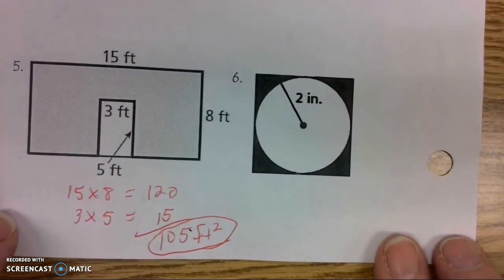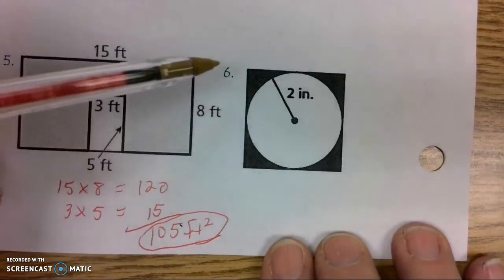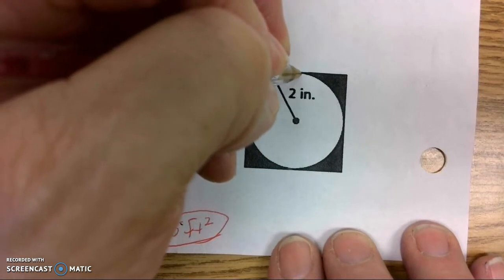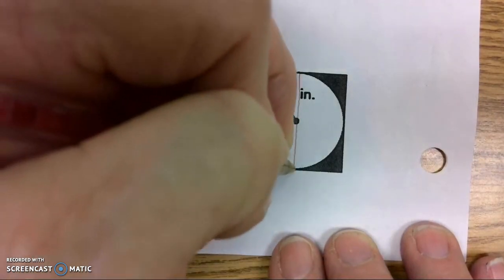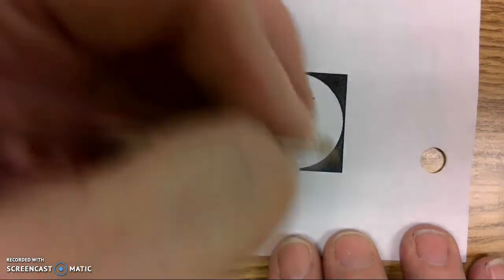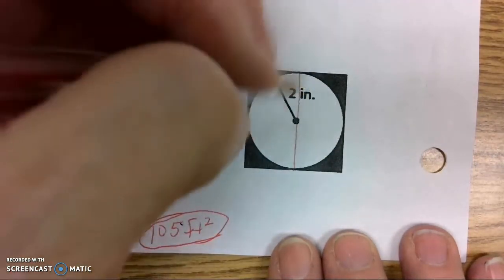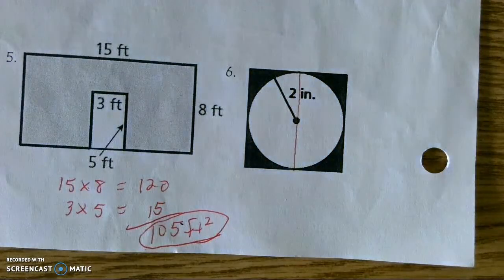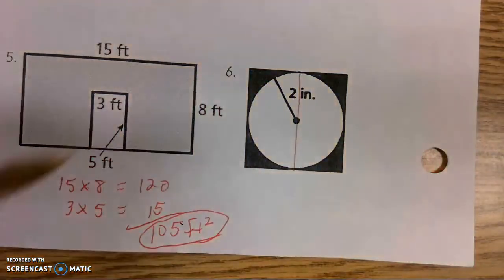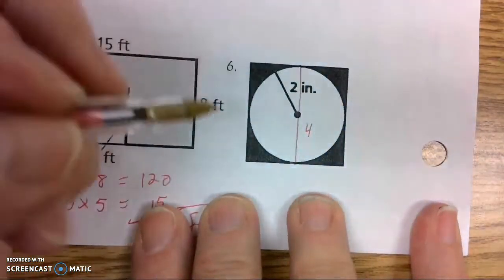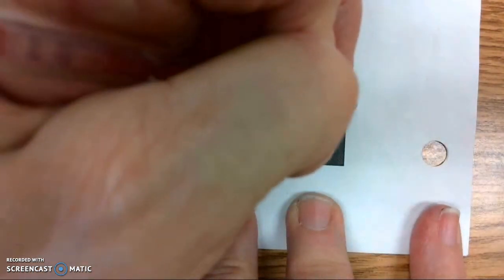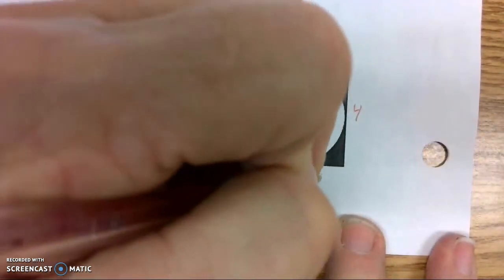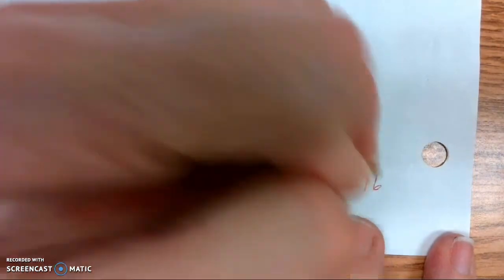Okay, my last example. Last example is a circle inside a square, and again, I just want this shaded region. Now, when I look at this square, if I find the diameter, it's actually the same as the side length of the square. So if the radius is 2, that means that my diameter has got to be 4. And now, since the diameter is 4, that means the side of this square is 4. So find the area of the square. 4 times 4 is 16.